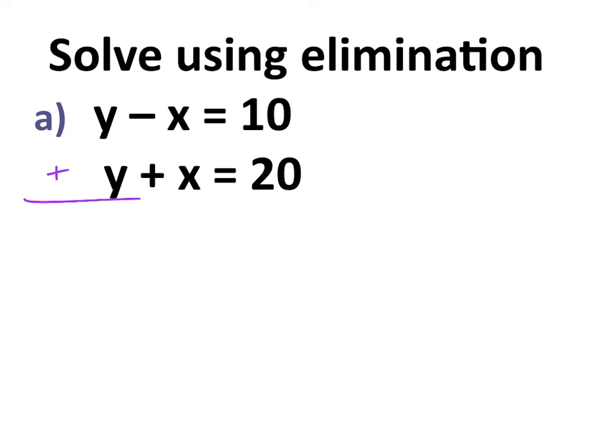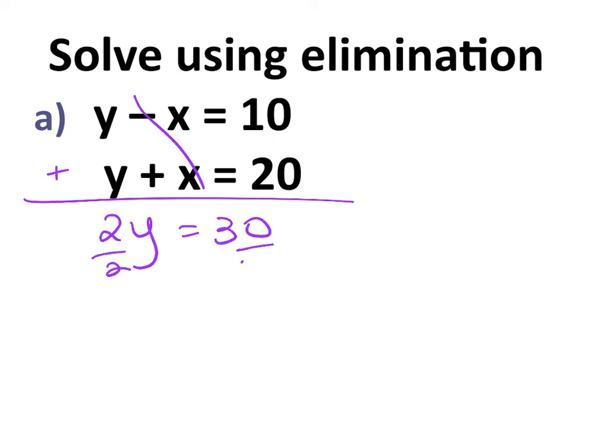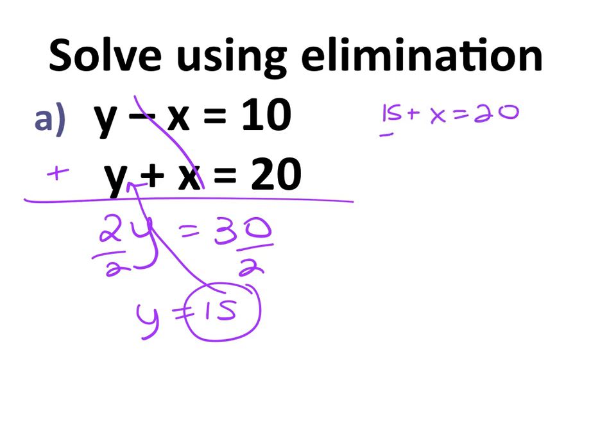I can just add them. I get 2y, this cancels, equals 30. Divide both sides by 2, y is 15. Take that, plug it back in, and it doesn't matter which one. So if I plug it back into the bottom, because it's positive, I'd get x equals 5.